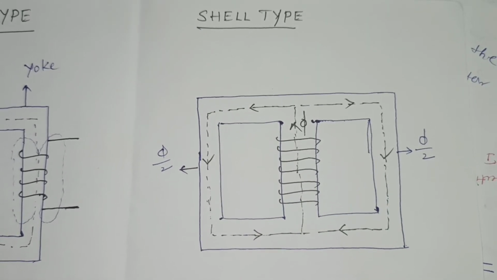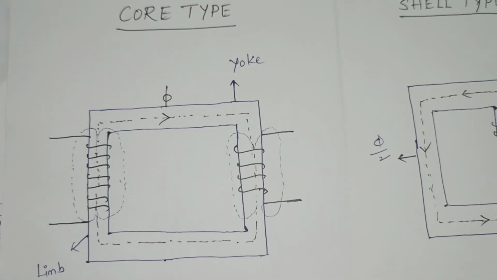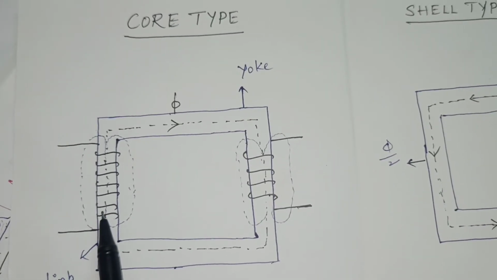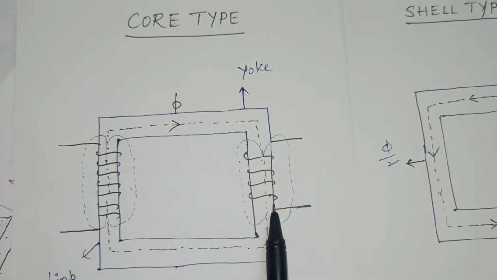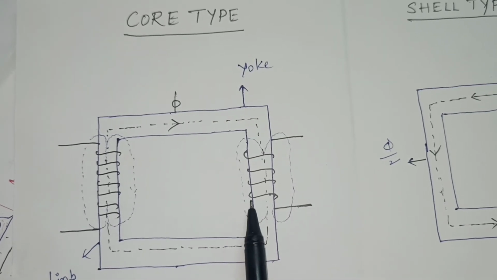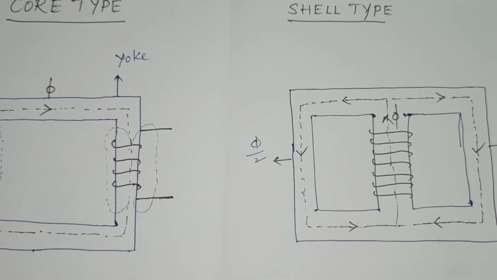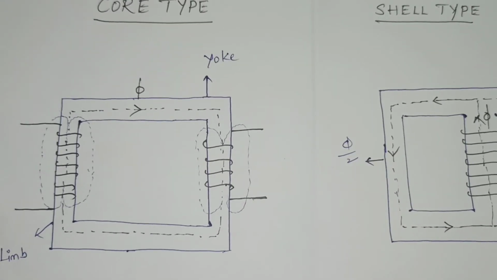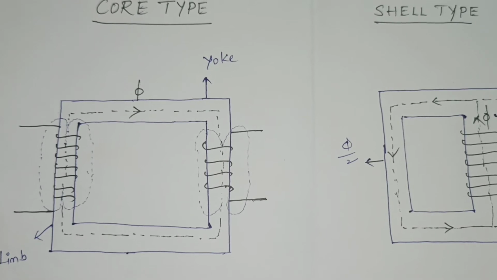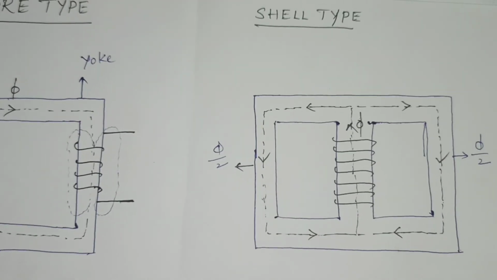Coming to the next difference, in our core type transformer, we use more core material because of two separated windings. Simply, in our shell type transformer we have a single winding, consisting of primary winding and secondary winding. What is the next point? In our core type transformer we use more copper material, more requirement of copper material. Coming to the shell type transformer, we use less copper material.